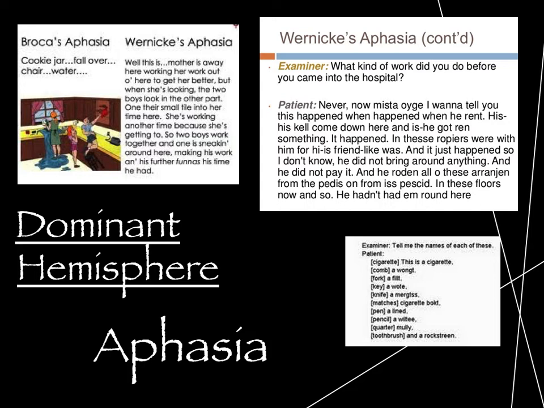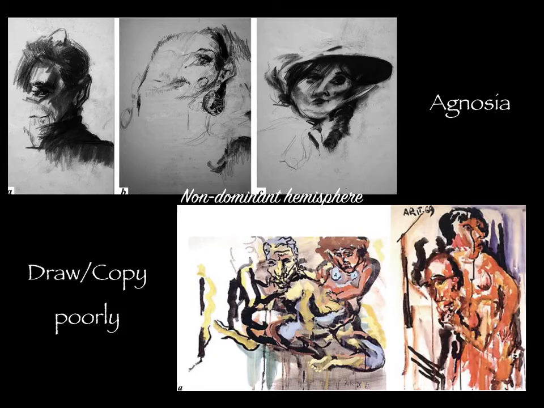Now, I have some examples. Dominant hemisphere aphasias. Here's an example of Broca's and Wernicke's aphasia. These are fun to read. Try to listen to them out loud. And on the non-dominant side, you've got agnosias, so to not know. And you can have, for instance, left-sided neglect.